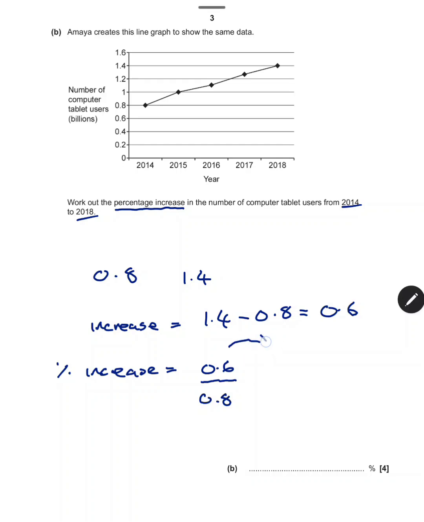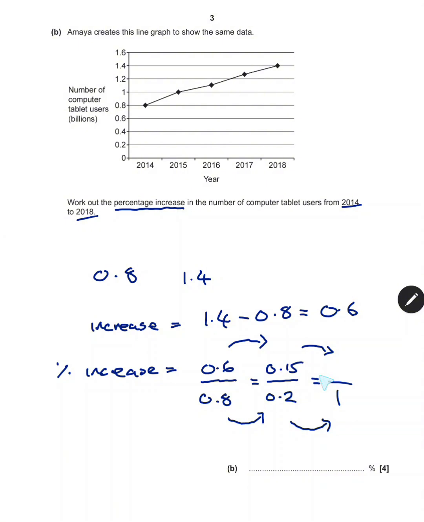There's also another way to change into a percentage. I'm just going to manipulate this fraction. So if I divide top and bottom by 4, I get 0.15 over 0.2. Why would I do that? Well, I can now multiply top and bottom by 5, and I get something over 1.